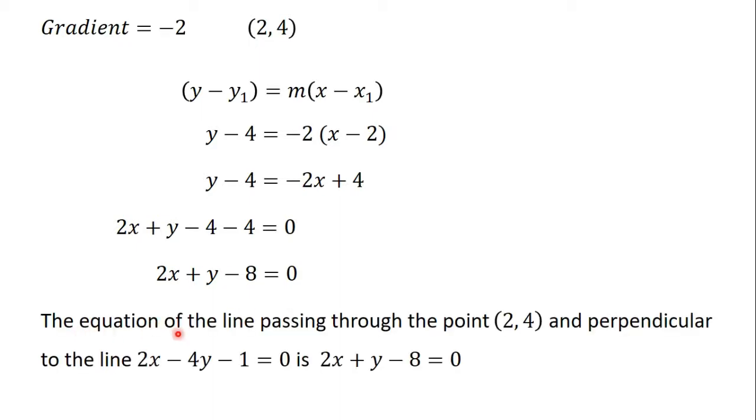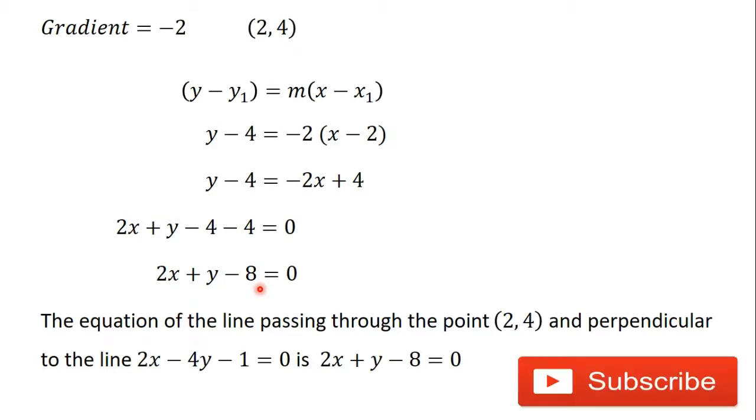So we can say that the equation of the line passing through the point 2, 4 and perpendicular to the line 2x minus 4y minus 1 is equal to 0 is 2x plus y minus 8 is equal to 0.